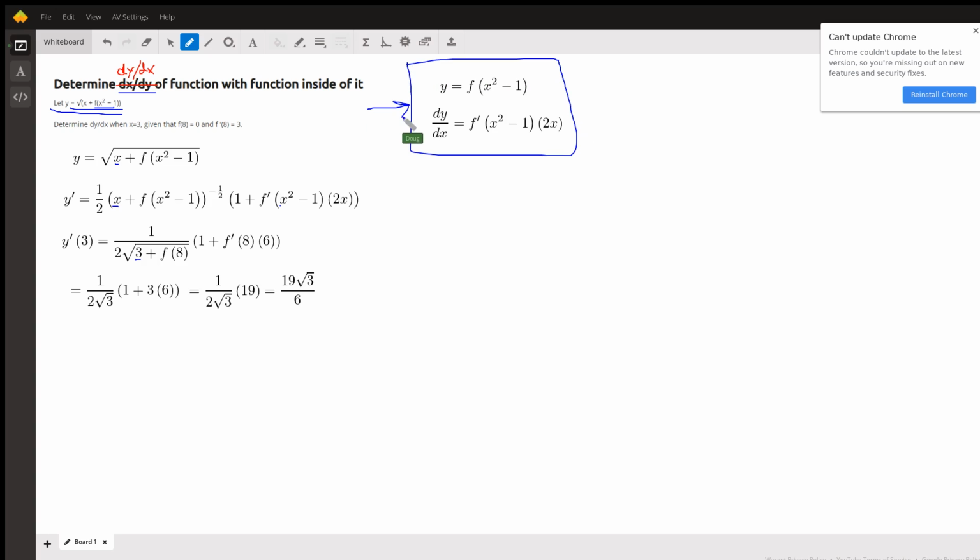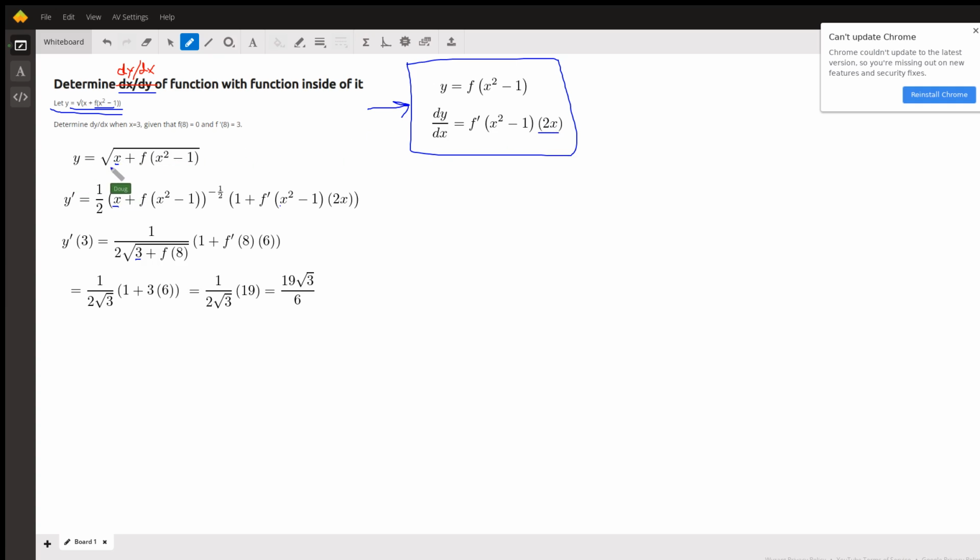Just to give you the idea, if y is some function of x squared minus 1, then the derivative by the chain rule is f prime of x squared minus 1 times the derivative of the inside, which would be 2x. Okay, so that's what we're going to apply over here.